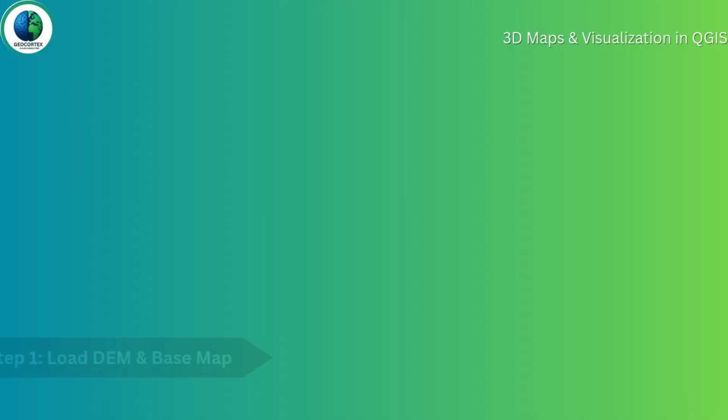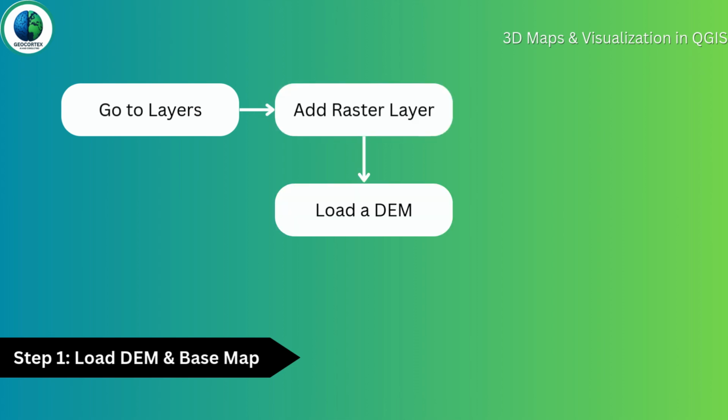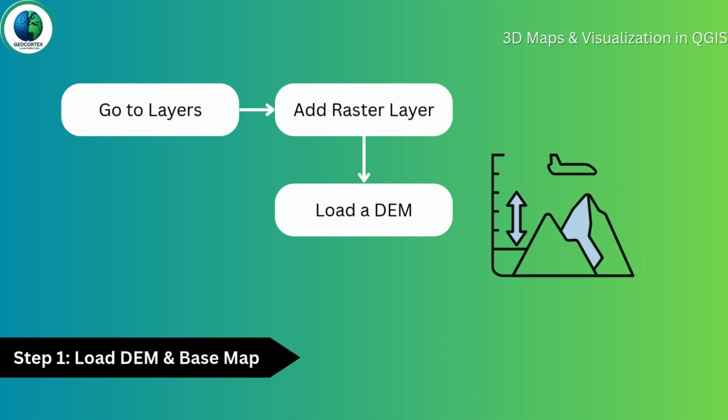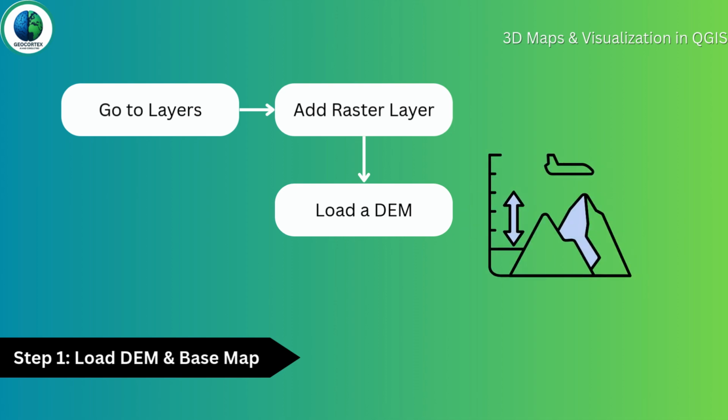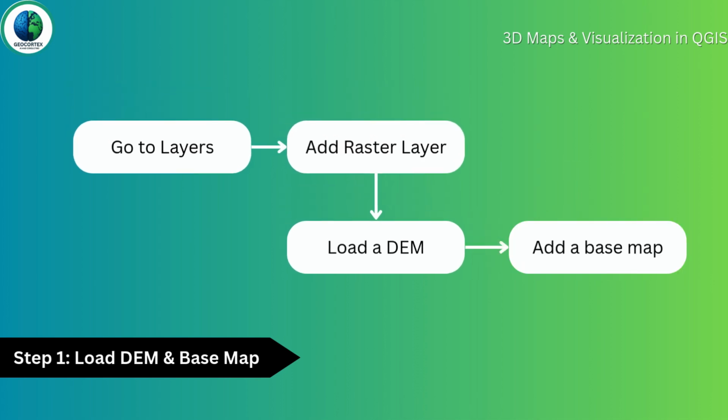So let's get started. Go to Layer, Add Layer, Add Raster Layer and load a DEM, such as SRTM or ASTER. This DEM contains elevation values, where every pixel represents height. Next, add a base map for context using QuickMapServices, like OpenStreetMap or Google Satellite.